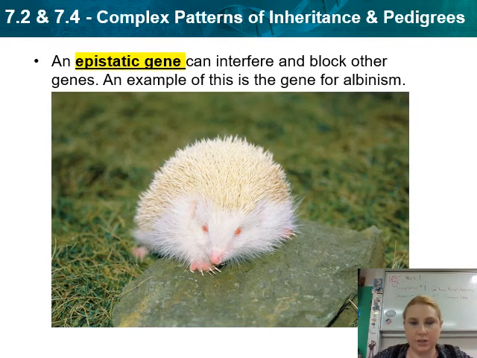An epistatic gene is something that can interfere with and block other genes. Now, this little hedgehog here, he's an albino. And the gene for albinism, or being an albino, is an epistatic gene. It actually blocks the coloration genes.